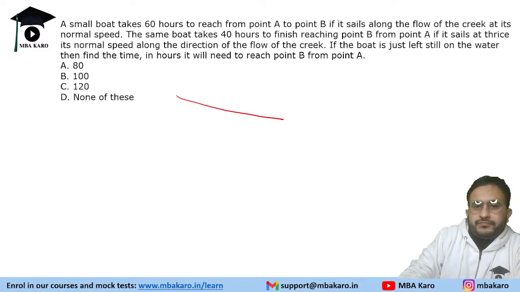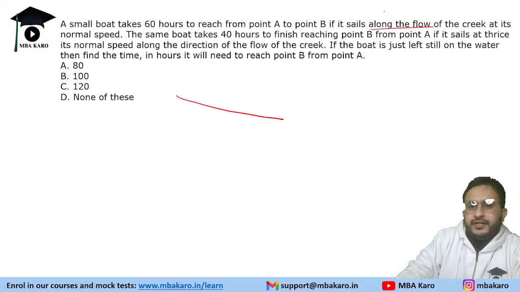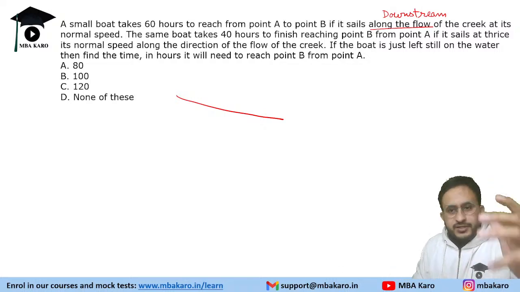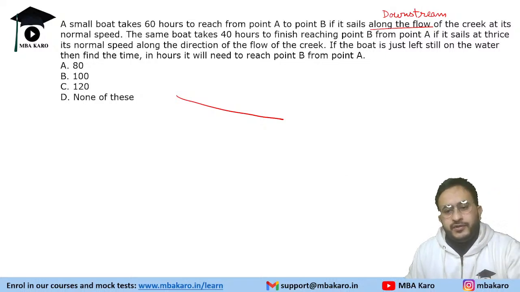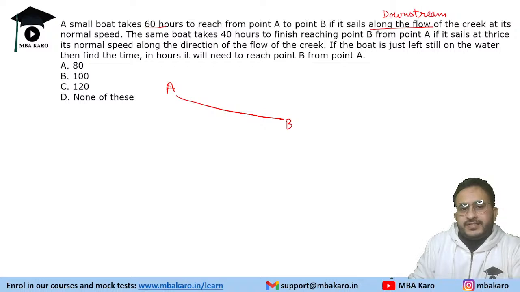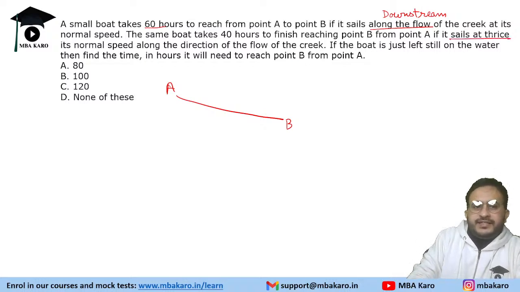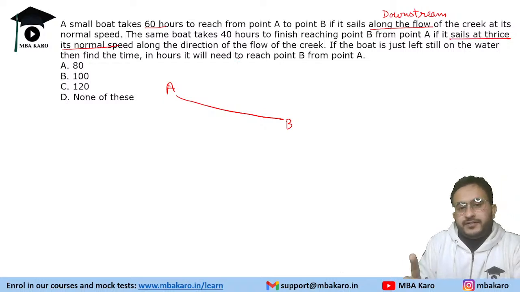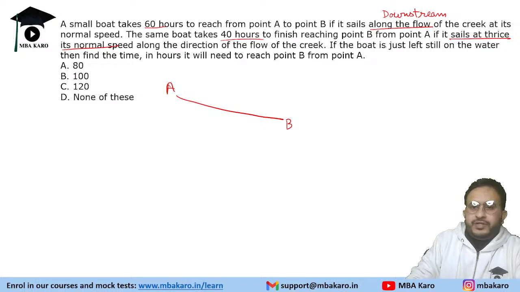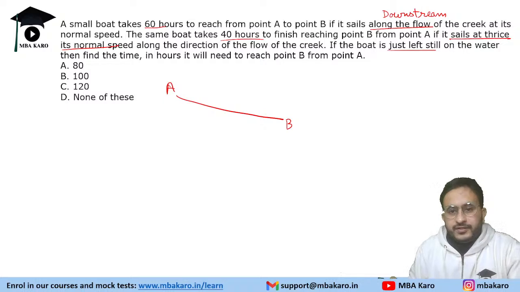So the boat is going down, right, along the flow. Along the flow means it is going downstream. They may not use the word downstream and upstream. If they say along the flow, that means it is going with the water. So it is downstream, and it takes 60 hours from A to B at its normal speed. And if it sails at thrice its normal speed, it will take just 40 hours. And we need to tell, if the boat is just left still, if there is no water flow, how much time will it take?